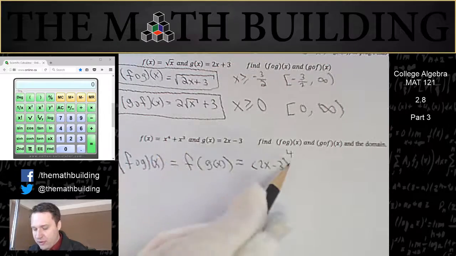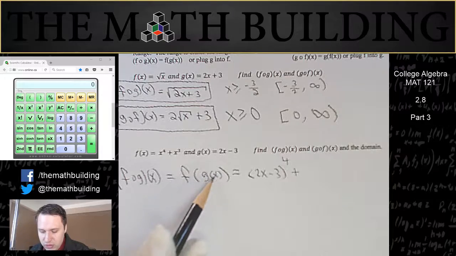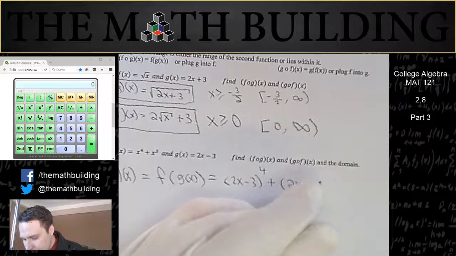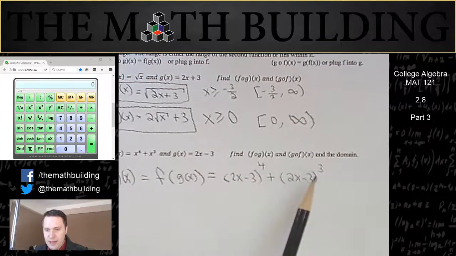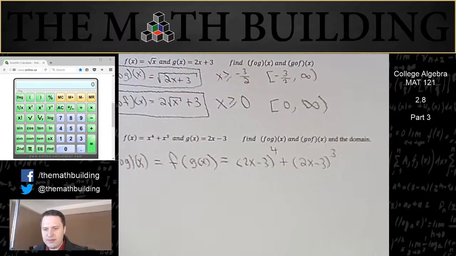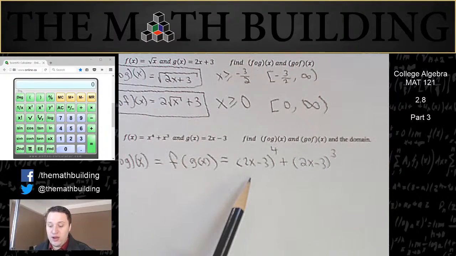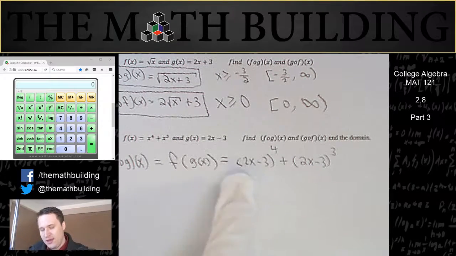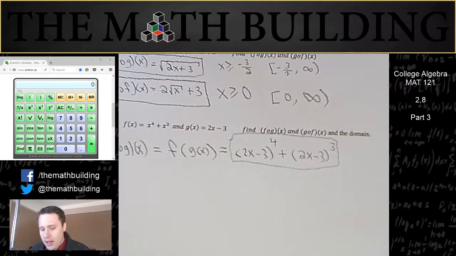Remember, I'm following f, so next I have a plus. Then I have x to the 3rd, but we're replacing x with g of x. So that x gets replaced by 2x minus 3 to the 3rd power. Okay, we cannot add these because they have different powers. You could simplify this a little bit by foiling this out and foiling this out. If you wanted to, it'd be a lot of foiling because it'd be 2x minus 3 times 2x minus 3 times 2x minus 3 times 2x minus 3 for that. So I'm not going to do that. I'm just going to stop right there. So that's f of g.